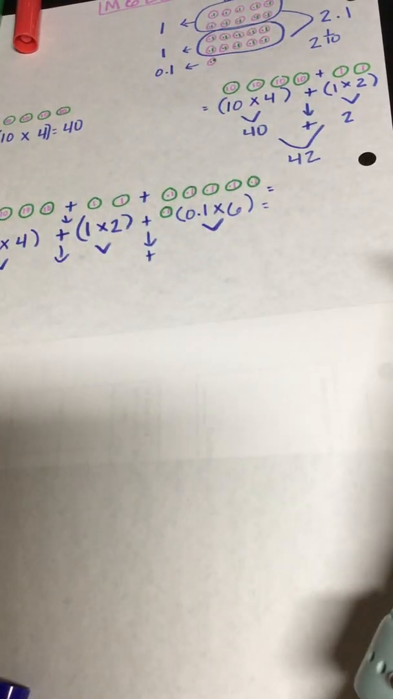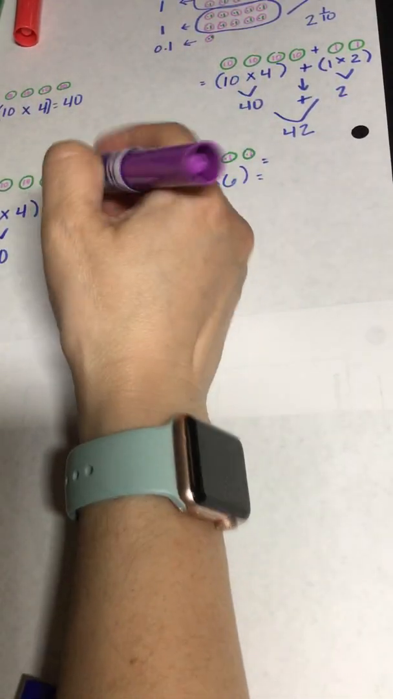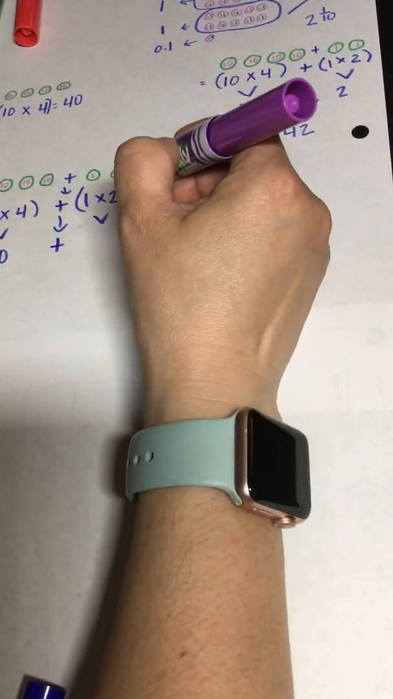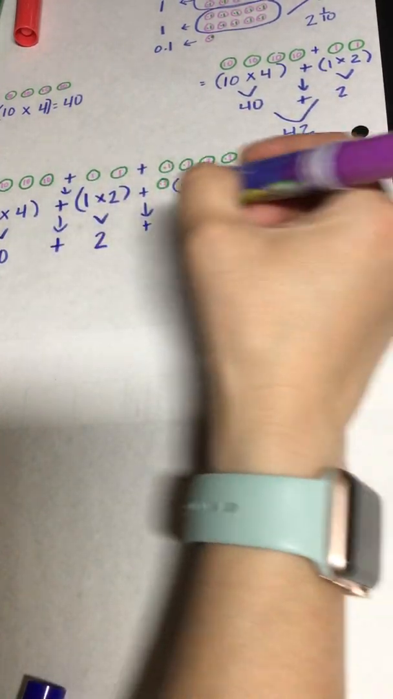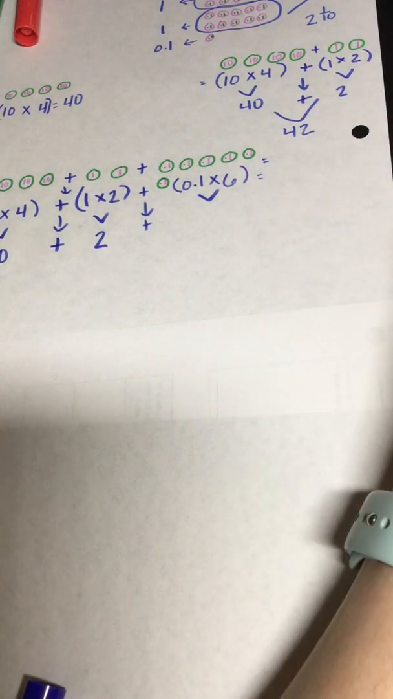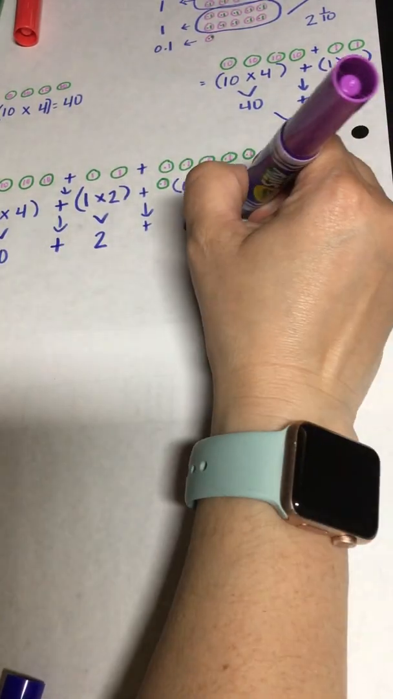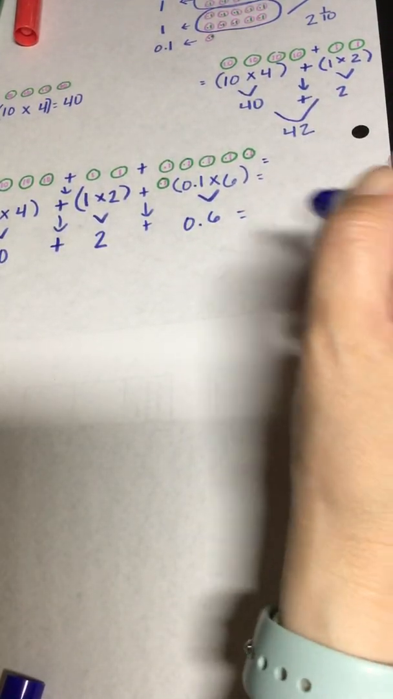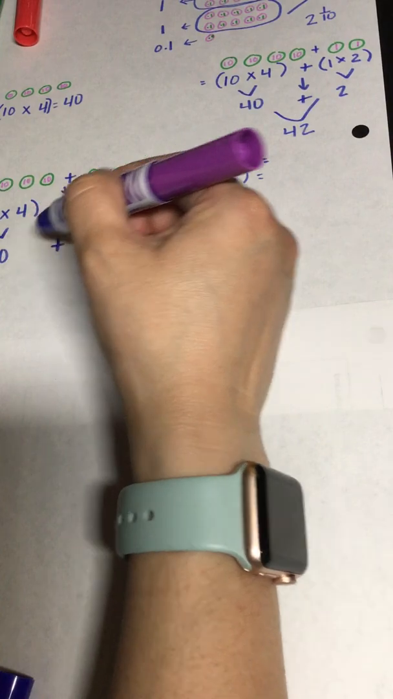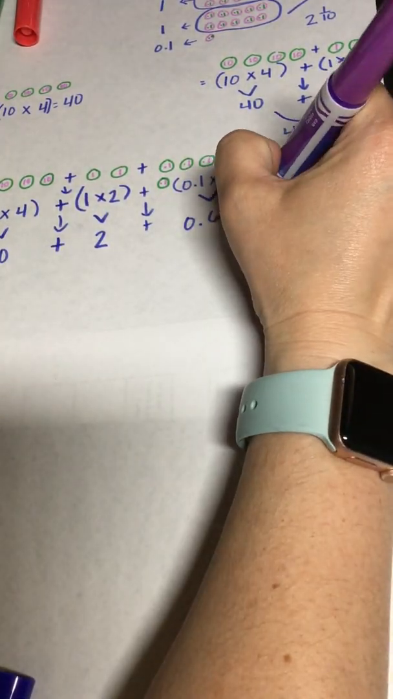Okay, 10 times 4 is 40, plus 1 times 2 is 2, plus 0.1 times 6 is 0.6. Okay, and now we're just going to add all of those together. 40 plus 2 plus 0.6 is 42.6.